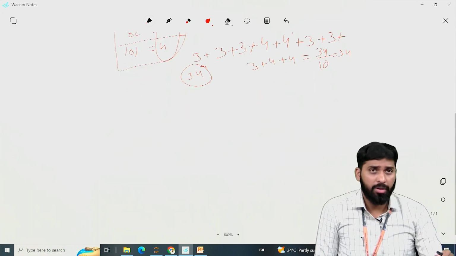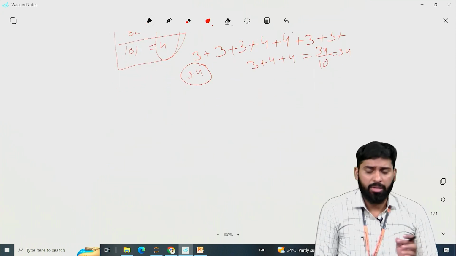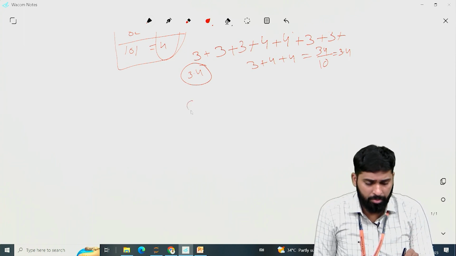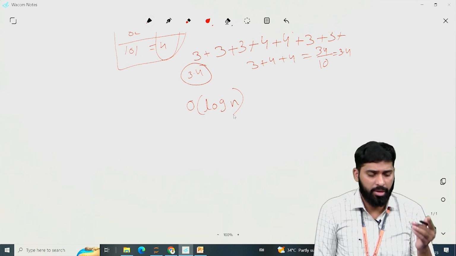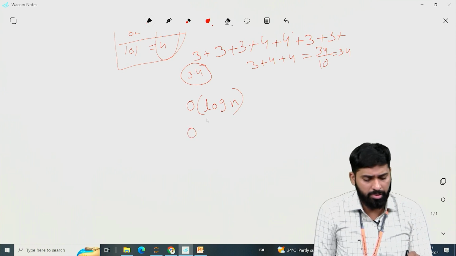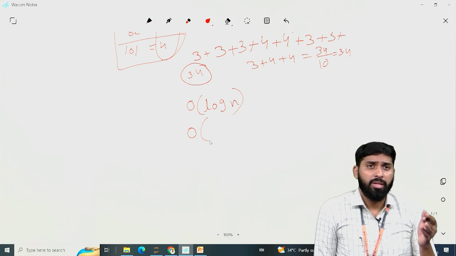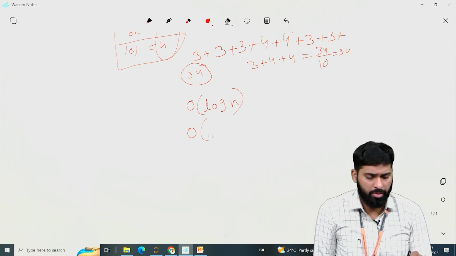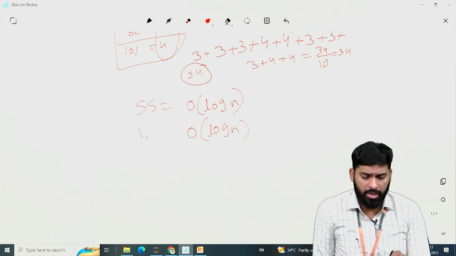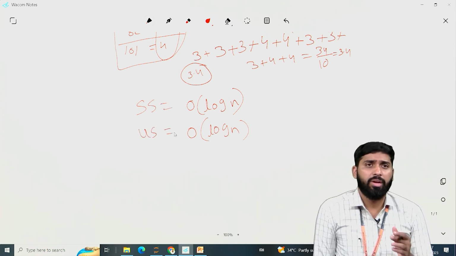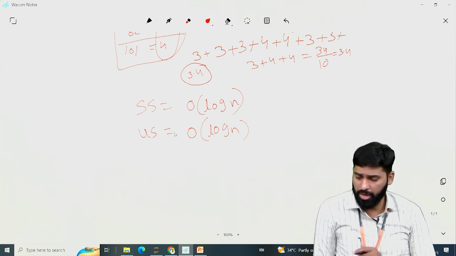Okay. So, the time complexity for the successful search is big O of log n. Why? If n is 9, we get the value 2.7. So, we represent that as log n. Similarly, for unsuccessful search also, the numbers are 9, the average number of comparisons is 3.4. That means log n. So, for successful search and unsuccessful search, in both cases, we get the time complexity as big O of log n.